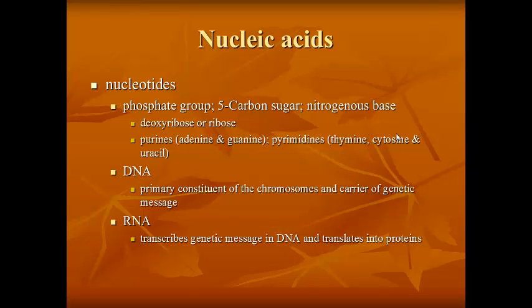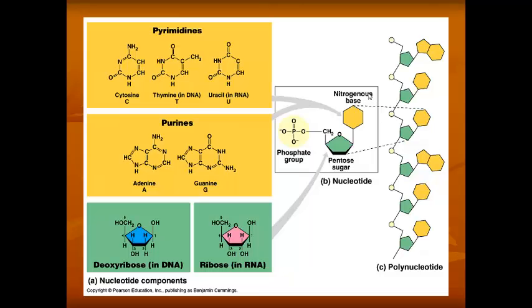Finally, we have our nucleic acids. This is just going to be a very simple, basic overview because we're going to cover nucleic acids much more in depth in our genetics unit. The monomer or the building block of a nucleic acid is a nucleotide. Here you see a picture of one nucleotide. Every nucleotide is made up of three subunits, three things.